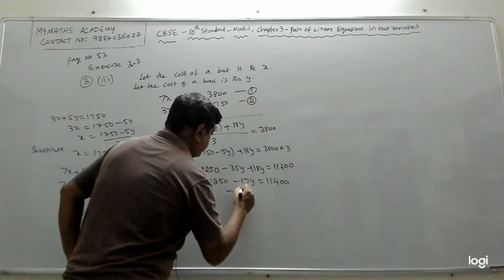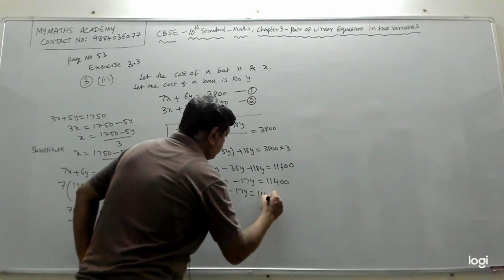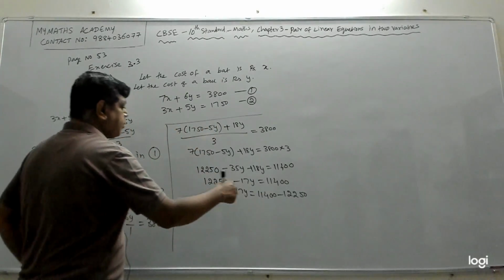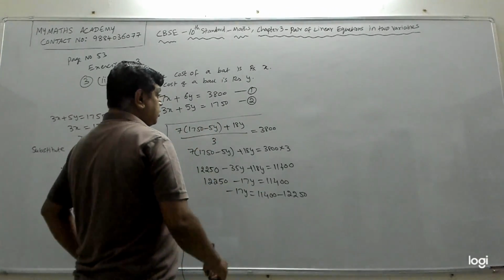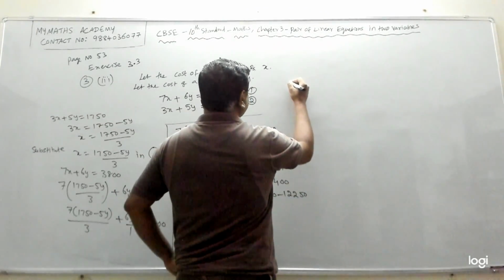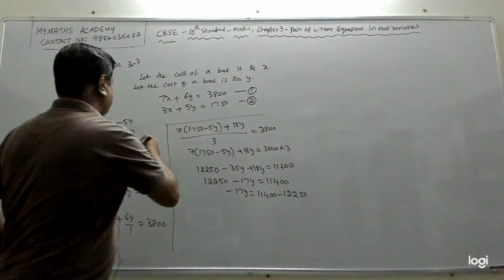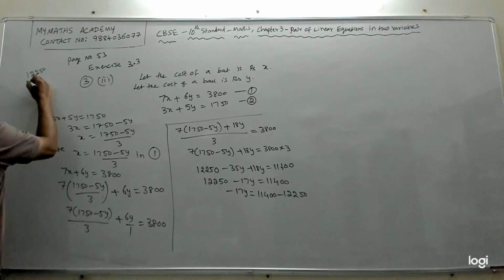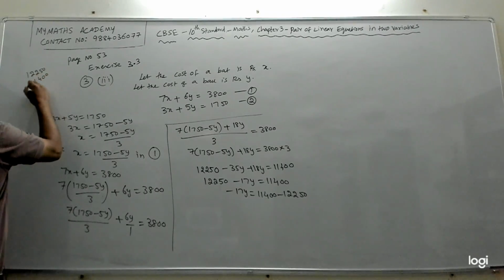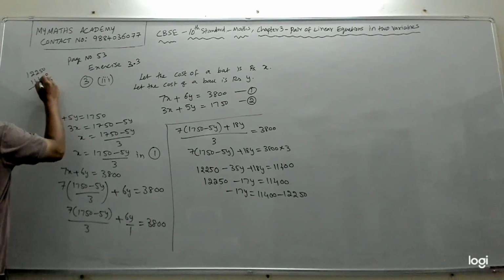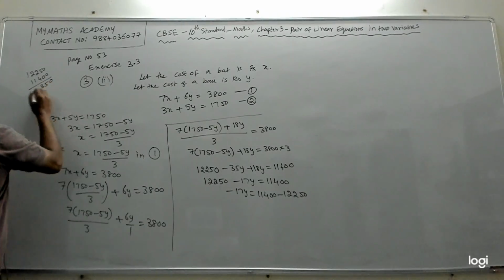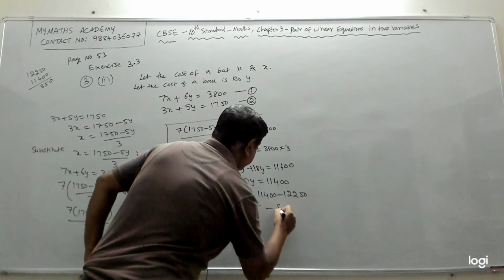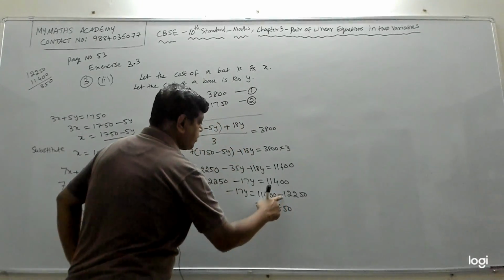Now minus 17y becomes 11400 minus 12250. Now if you subtract these two, what do we get? Let's do the subtraction. So I'll do it here, rough work. 12250, 11400. So 0, 5, 12 minus 4 is 8. So 850. This is minus 850 because the greater number is negative.